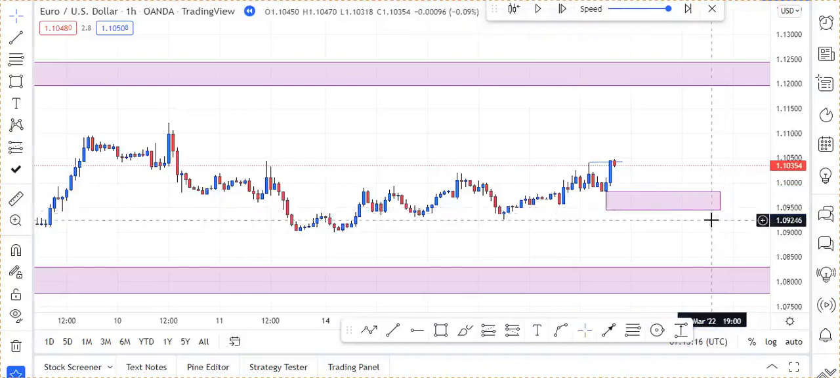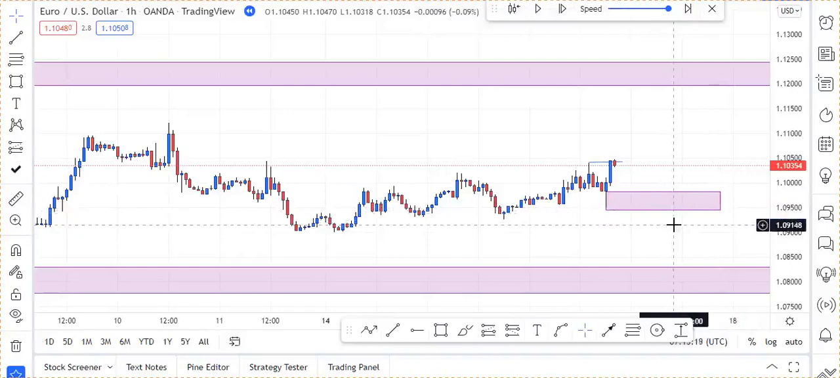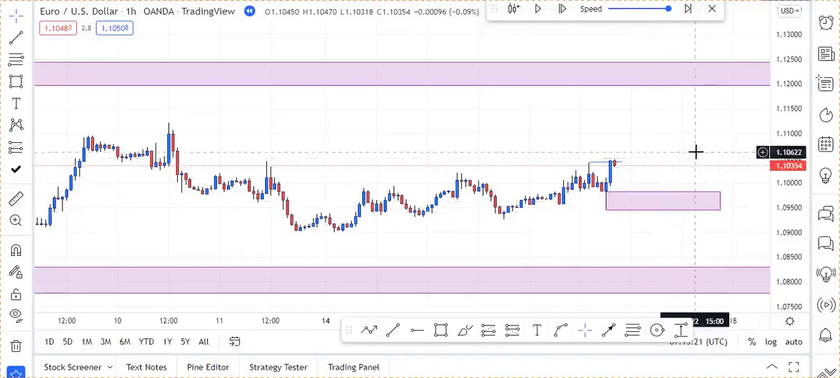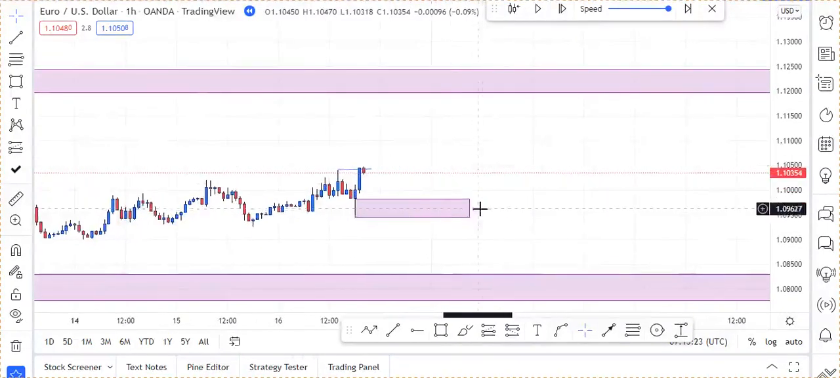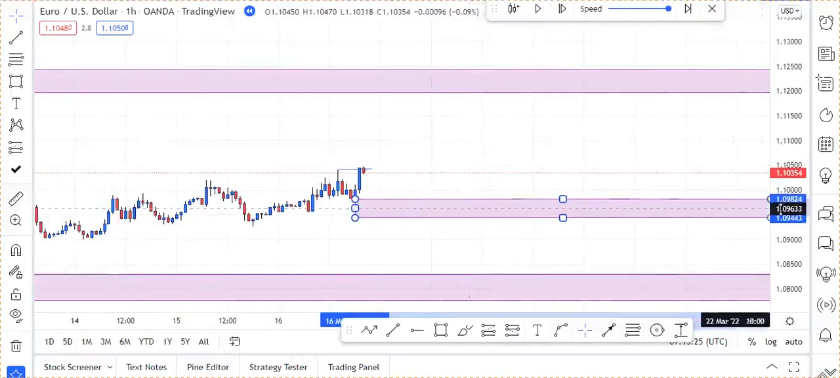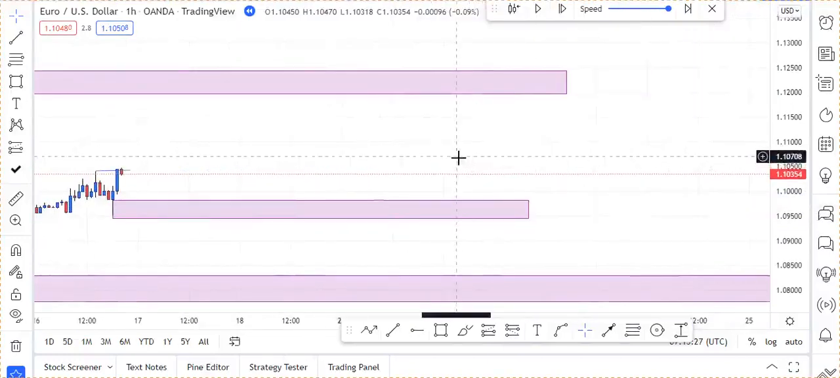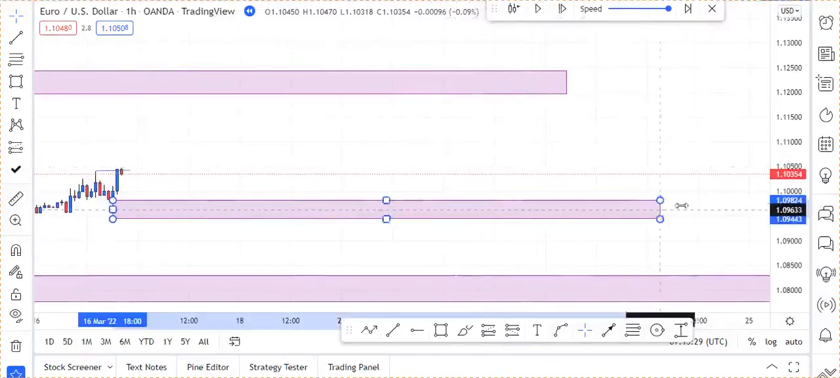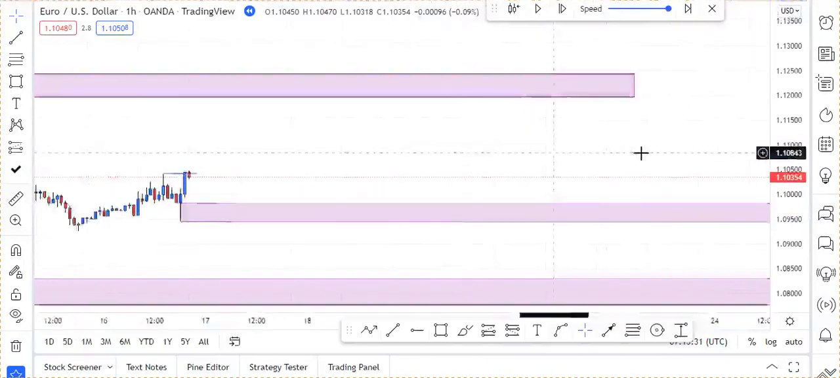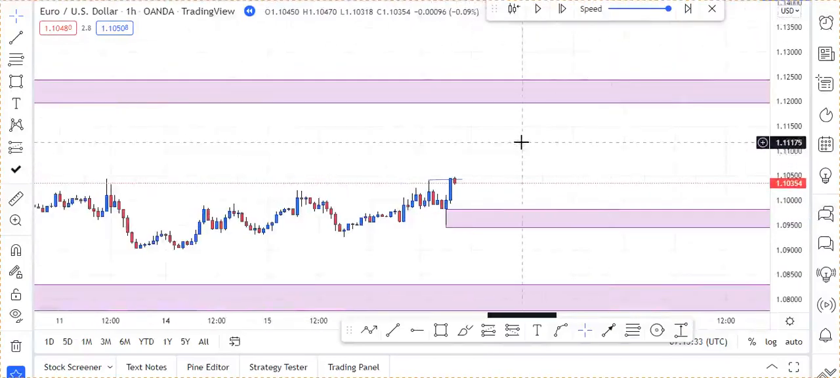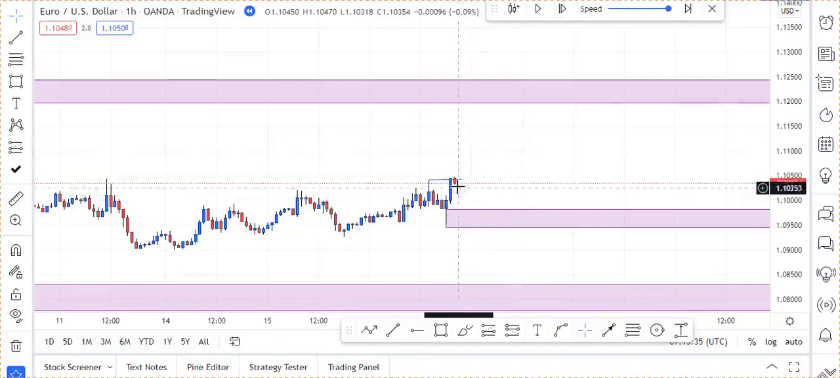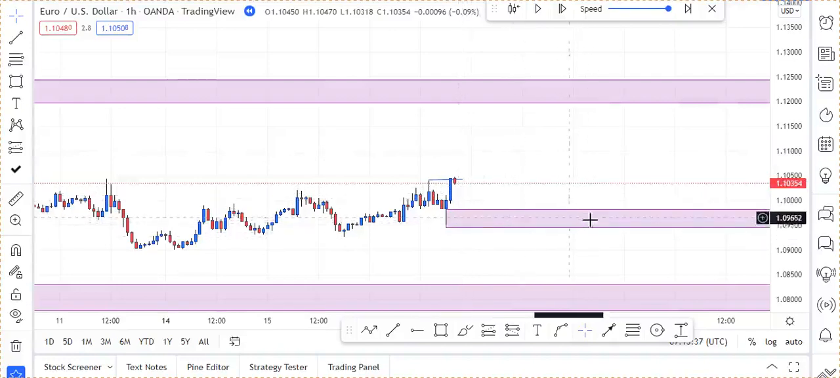All right? So that's my H1 OB. Can you see that? Now, let me drag it out very well. So, we are now on H1, isn't it? Price has gone up. So, my expectation is that price should come to this 1 hour, this H1 OB. Price should come in there.